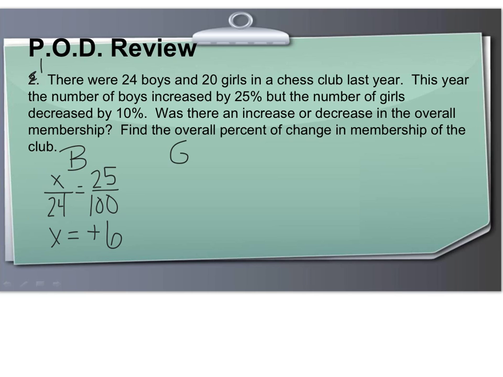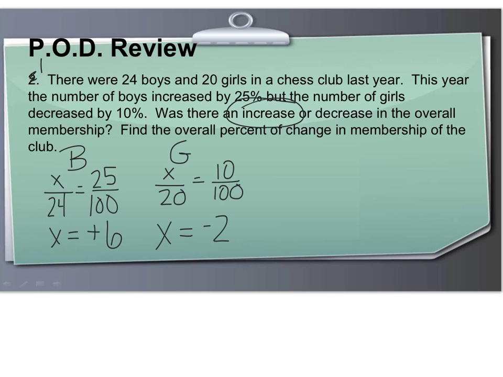Let's do the girls. Same deal. I'm not sure exactly how many girls were decreased, but I know that there had been 20. The decrease was 10%. When I work this out, I will find that we are going to lose 2 girls. So if we add 6 boys and lose 2 girls, it looks like there's an overall increase in the chess club.